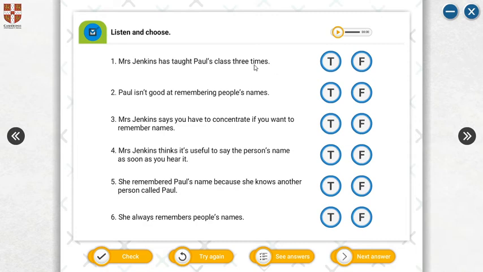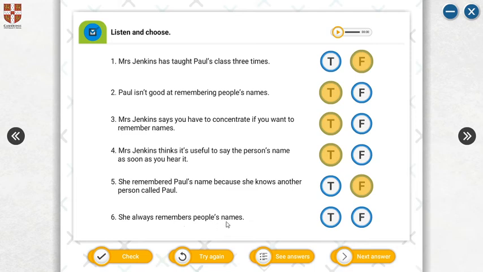3 times or twice. Mr. Jenkins has taught Paul's class twice, so it's false. Paul isn't good at remembering people's names. Yes, it's true, he says. Mr. Jenkins says you have to concentrate if you want to remember names. Yes, it's true. Mr. Jenkins thinks it's useful to say the person's name as soon as you hear it. Yes, it's true. She remembered Paul's name because she knows another person called Paul. Is it true? No, she is tall and that rhymes with Paul. She remembers like this, so it's false.